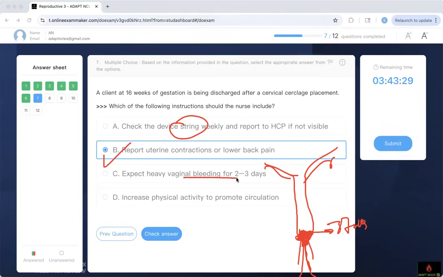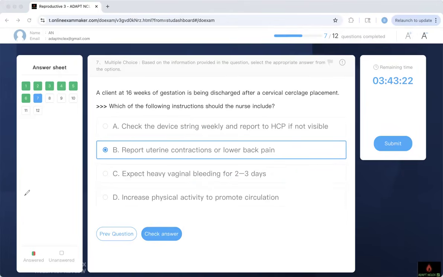Heavy vaginal bleeding, we don't want you to expect it. Physical activity to promote circulation, you should not do that. That's a bad problem. You go into labor. Therefore, 2 is the right answer.